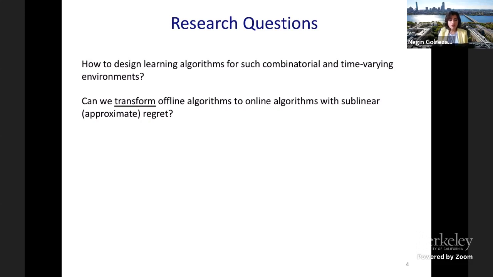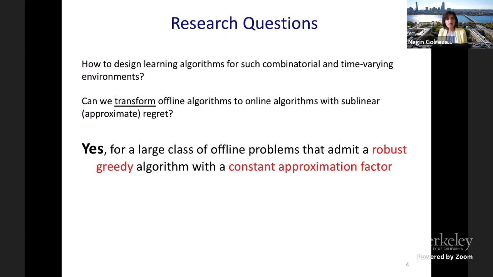And in particular, we want to know if we can transform offline algorithms to the online algorithm with sublinear approximate regret. Can we transform offline algorithms to get good learning algorithms? And the answer to this question, based on this work, is yes. Otherwise, I wouldn't talk about it. So the answer is yes, because for a large class of offline problems that admit a robust greedy algorithm with constant approximation factor, we are going to be able to do this transformation.